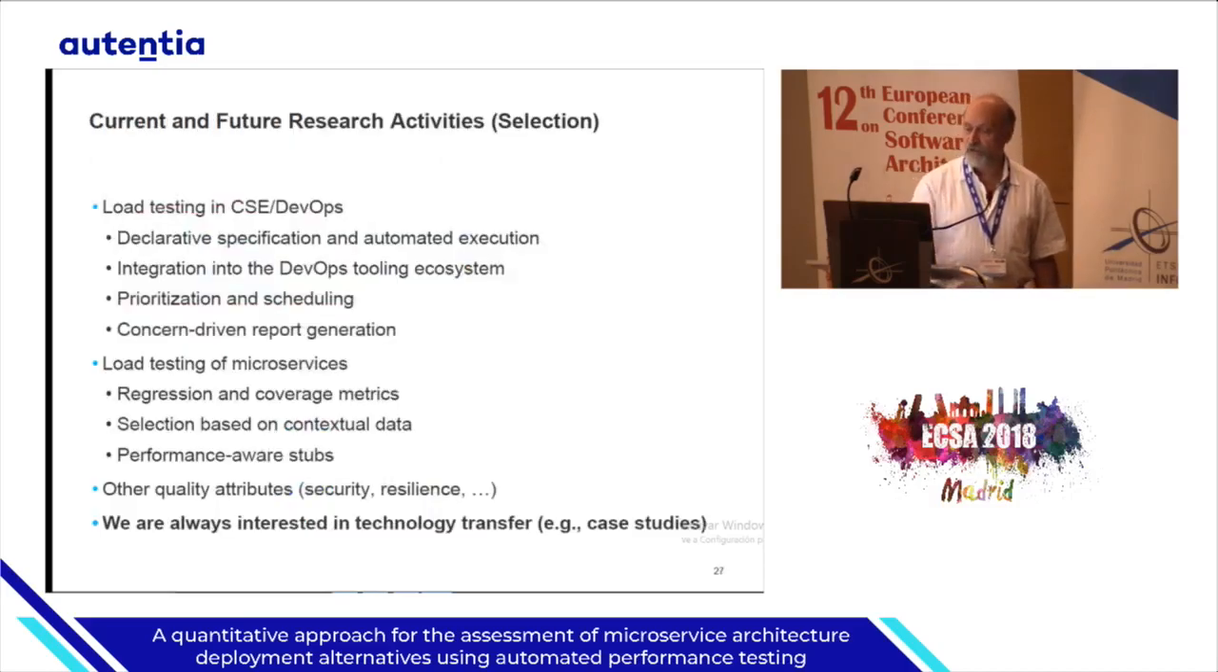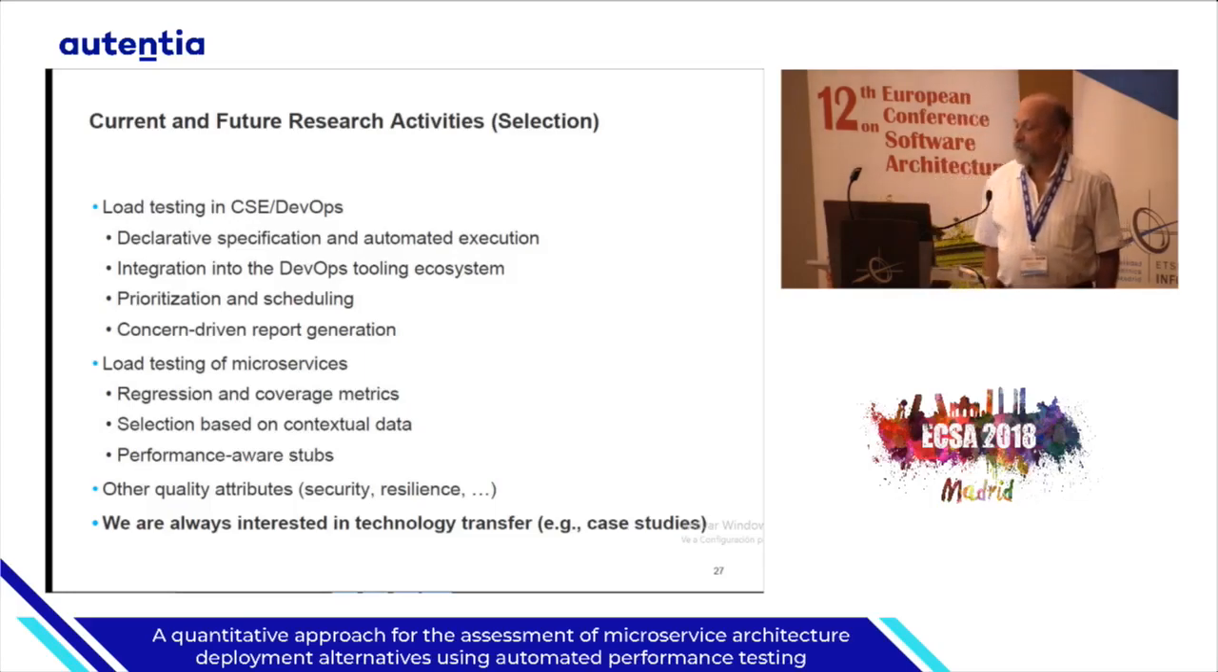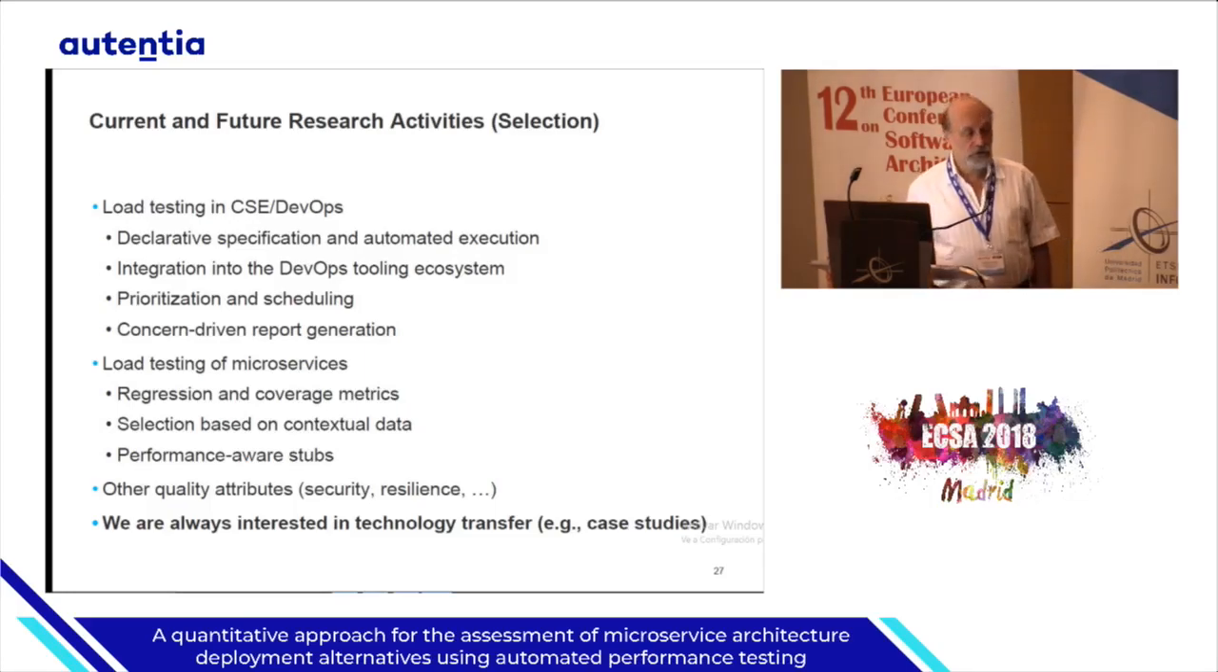So as future research, there are lots of additional efforts in load testing and in microservices and continuous software engineering, but one of the most interesting future areas is to apply this approach to other quality attributes. You'd like to be able to look at security, at survivability, and other metrics where you can correlate the non-functional properties with the performance of the system, with the timings, right?